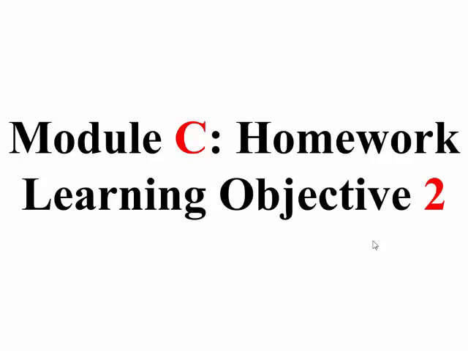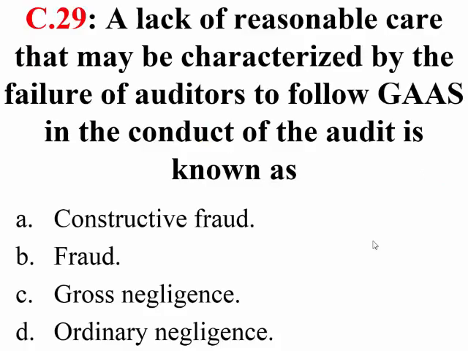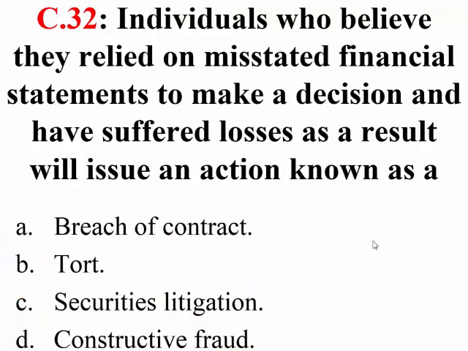Okay, Module C, Learning Objective 2 homework. So we're dealing with liability to clients. C29, a lack of reasonable care that may be characterized by the failure of auditors to follow GAS in the conduct of an audit is known as, so reasonable care is ordinary negligence.